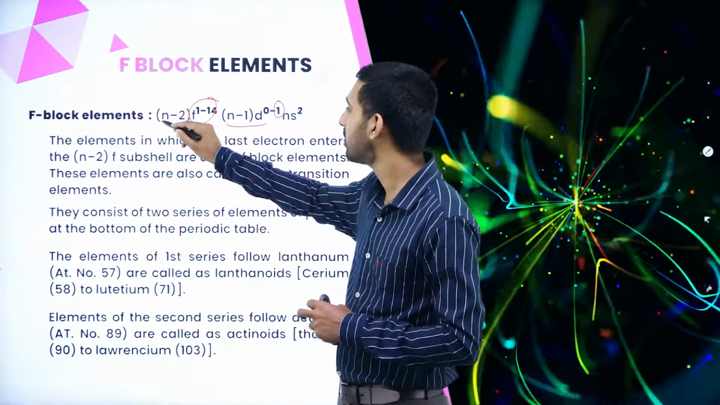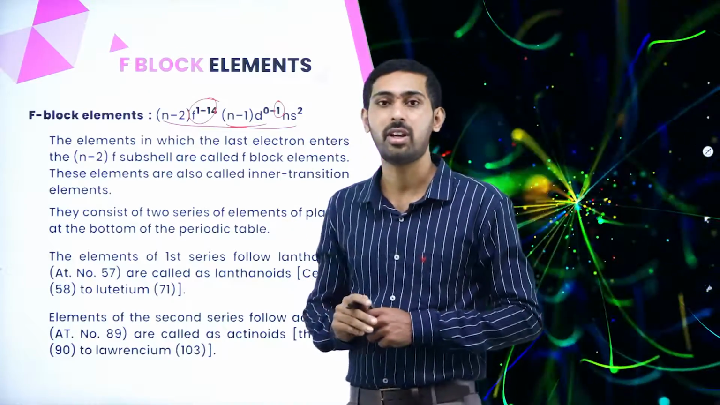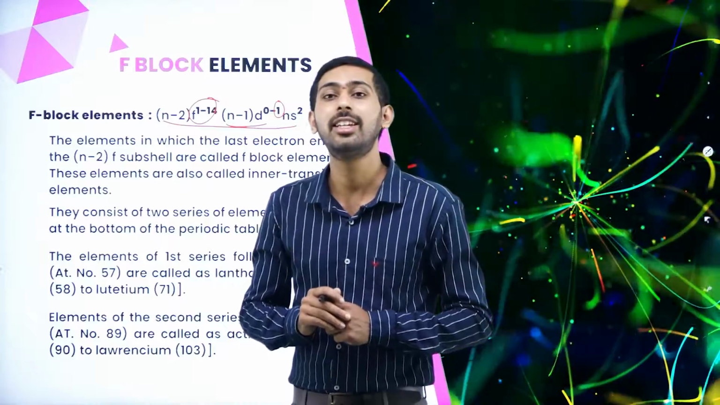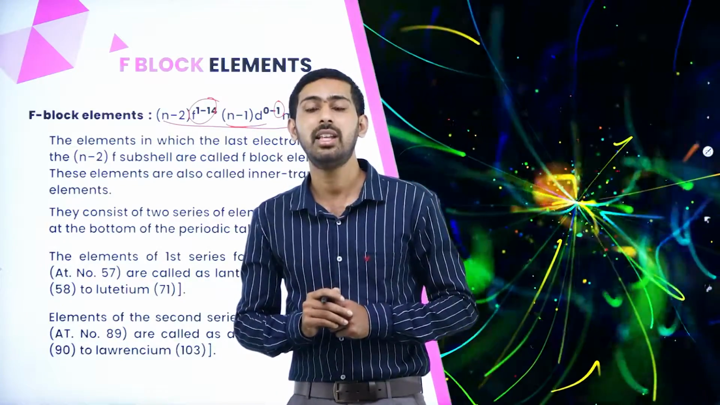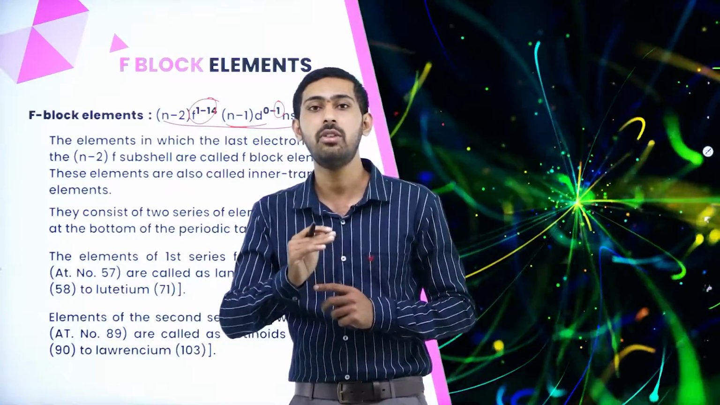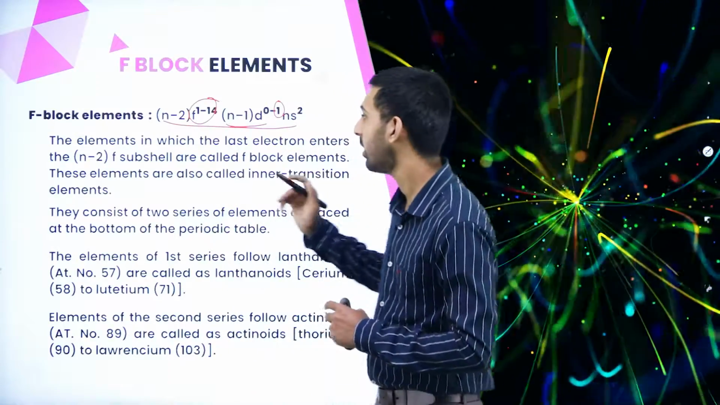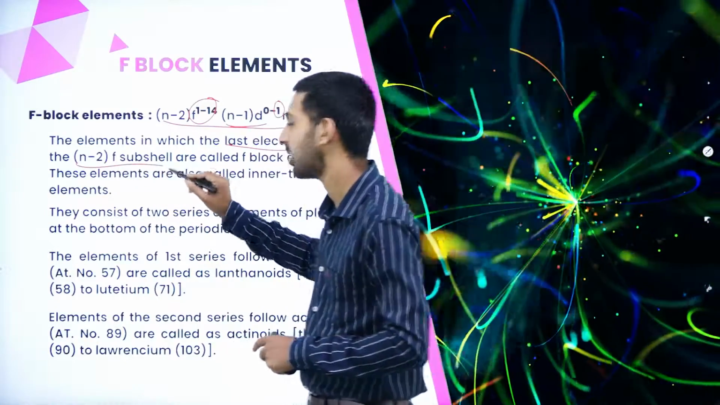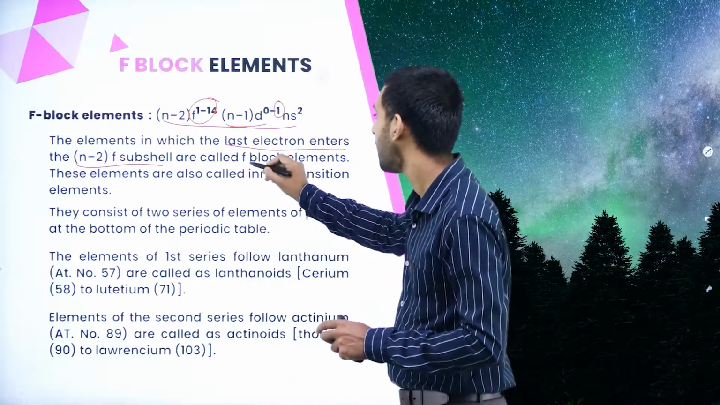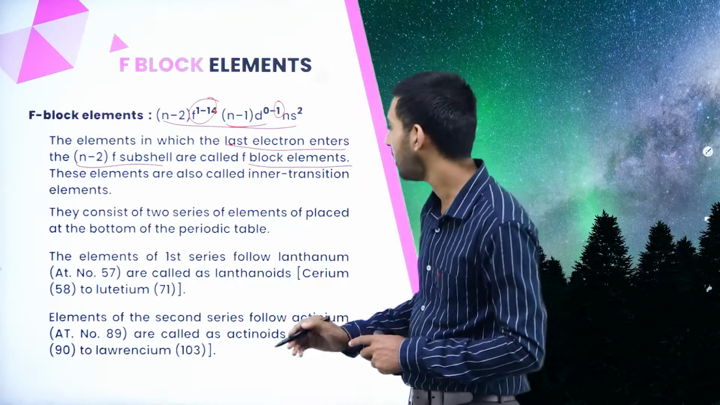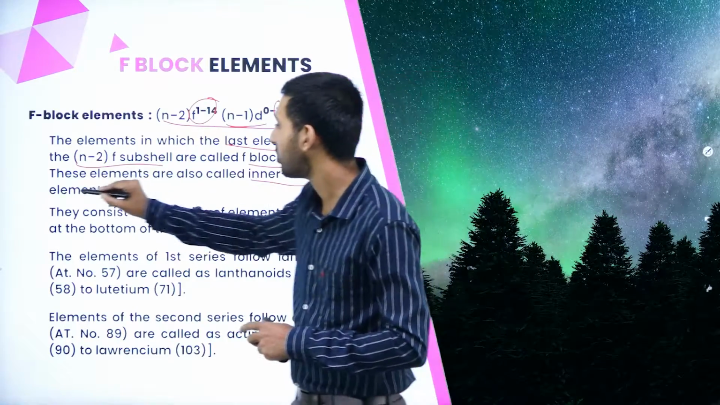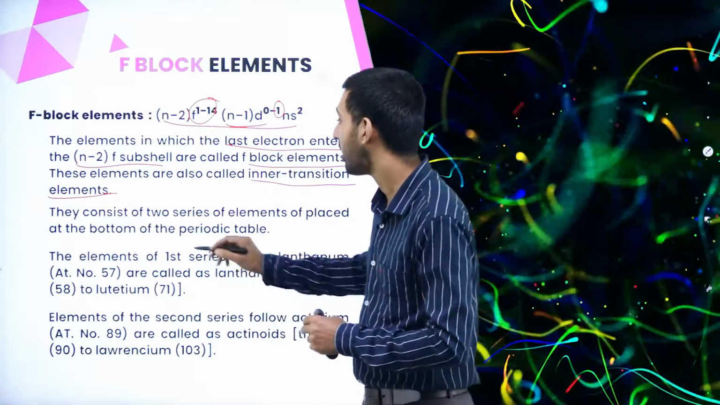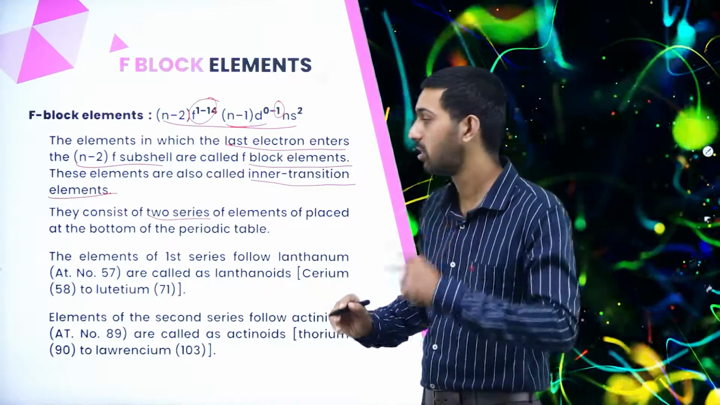This is the general electronic configuration of f block elements: (n-2)f 1 to 14, (n-1)d 0 to 1, ns 1 to 2. These are elements in which the last electron enters the f subshell, which I have said is the antepenultimate shell. So they are called f block elements. These elements are also called inner transition elements, and they consist of two series. Which are they?